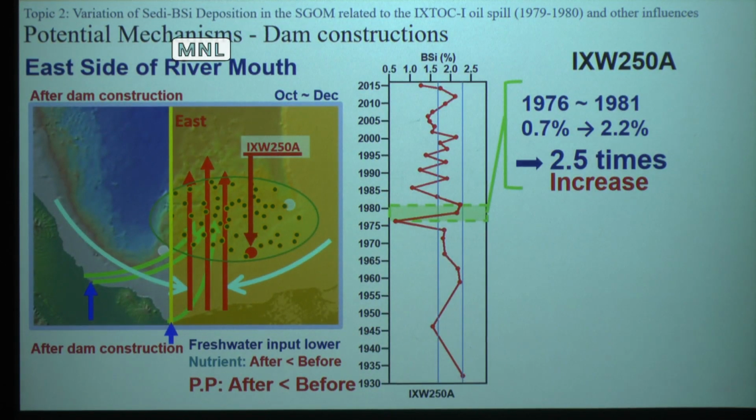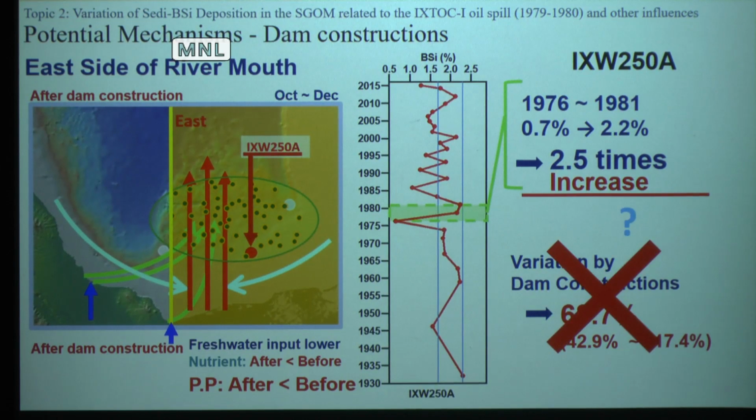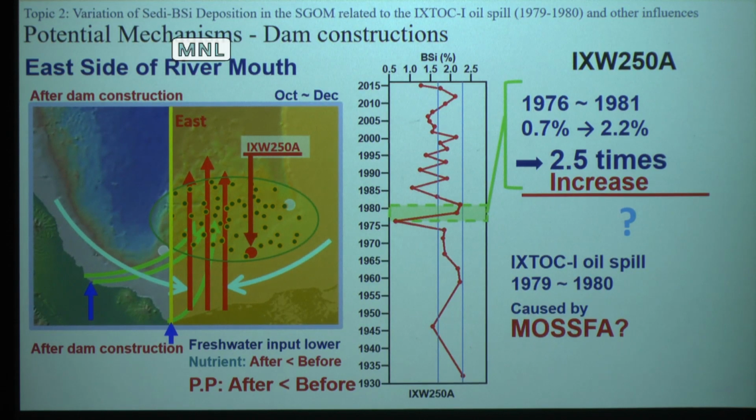But in the case of IXW250A, I found a huge increase of sedimentary biogenic silica in 1976 to 1981. This is a 2.5 times increase, but the variation by the dam construction is around 68.7% based on this research. So it is expected that this 2.5 times increase is caused by a different impact. Basically, it is expected to be the IXTOC-I oil spill in 1979 to 1980.